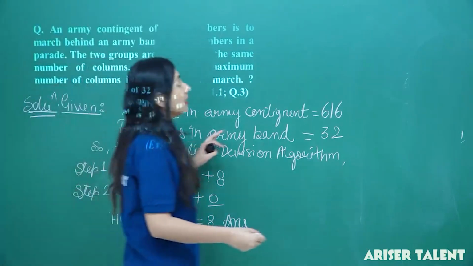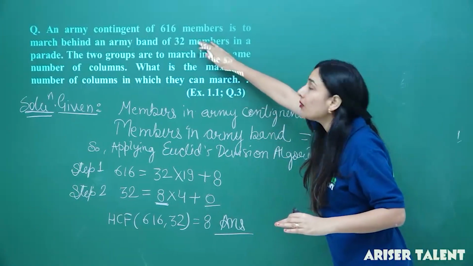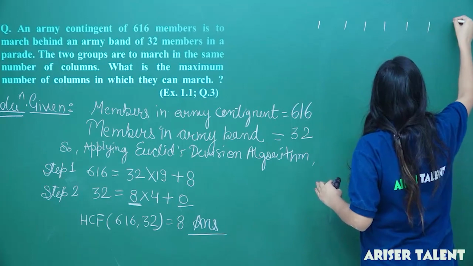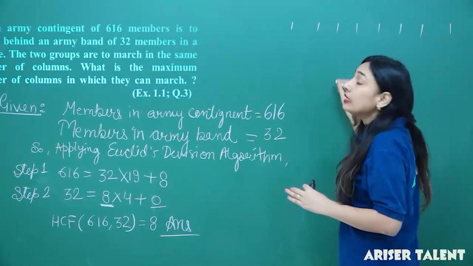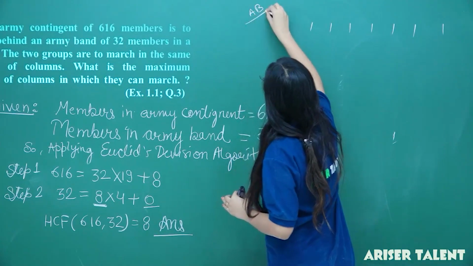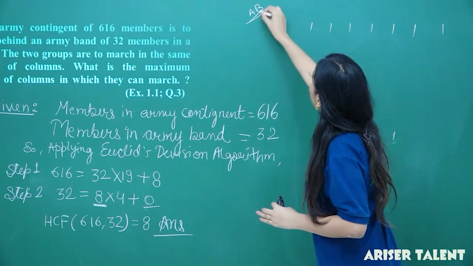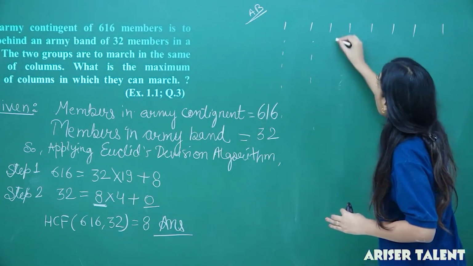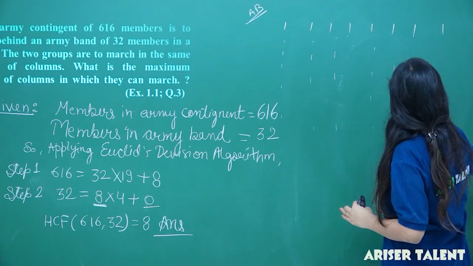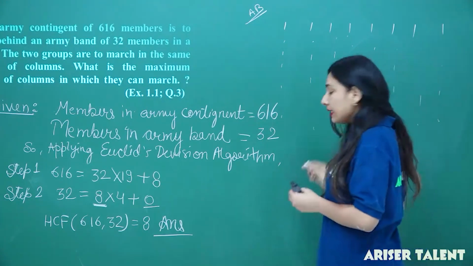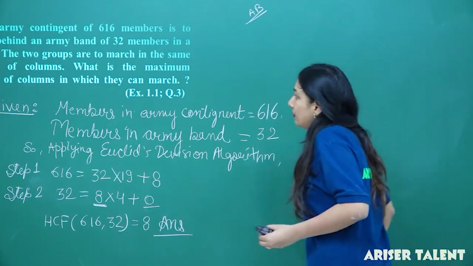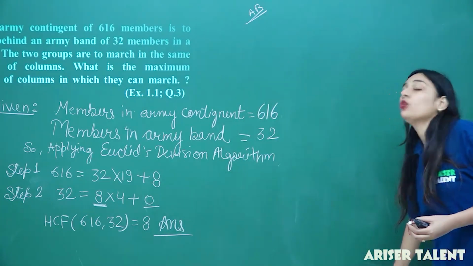So now you can see how they will march. They had 32 members. So first member, second member, third member, fourth member, fifth member, sixth member, seventh member and eighth member. These 8 are members of the army band, right? And behind them all the other band members and then the contingent members will stand, right? This will be the answer. Okay. Note it.